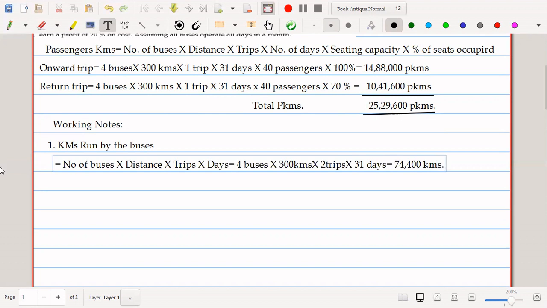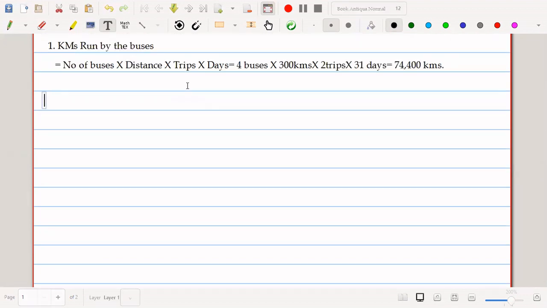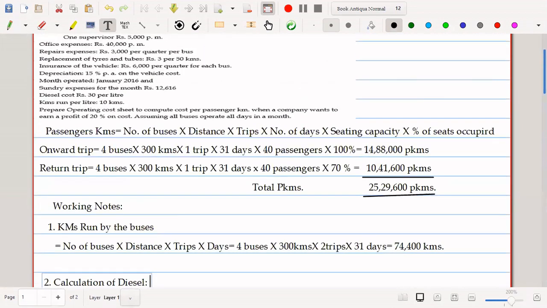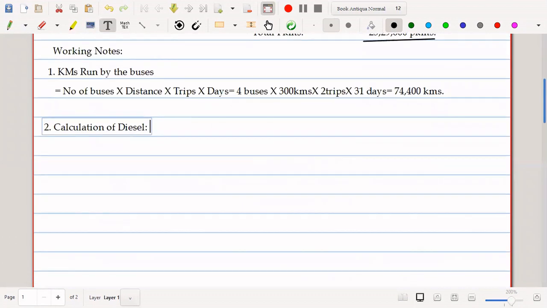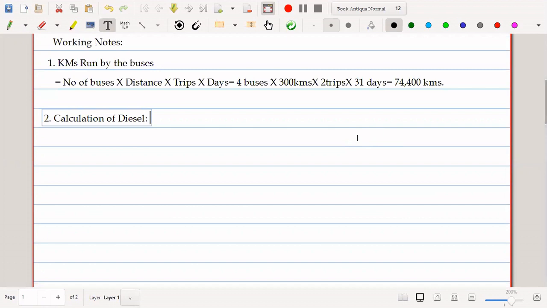And the next working note is, now let's calculate diesel cost. Second working note is calculation of diesel cost. So what's given in the problem? Diesel cost is rupees 30 per liter and kilometers run per liter is 10 kilometers. Let us see how to calculate this now.